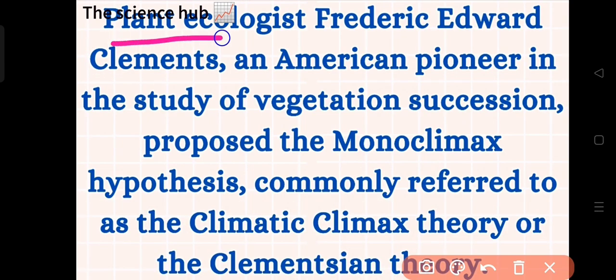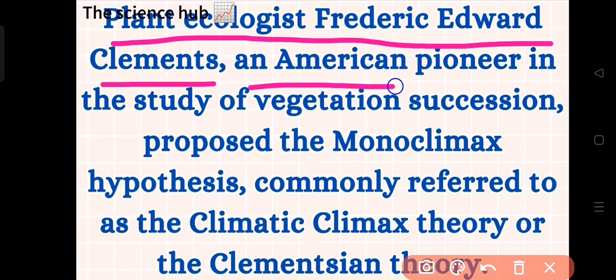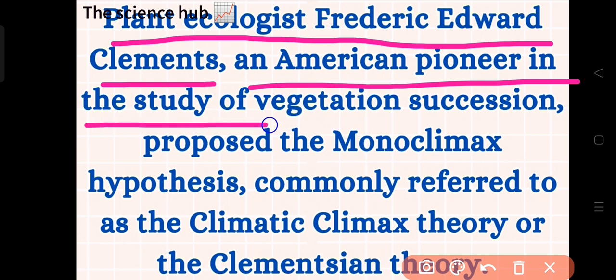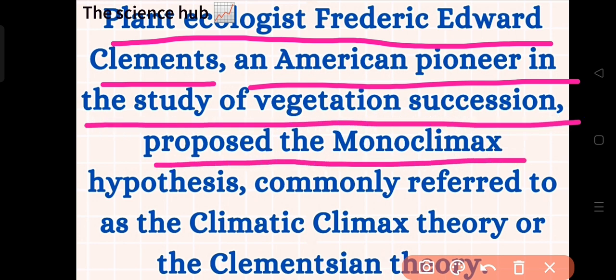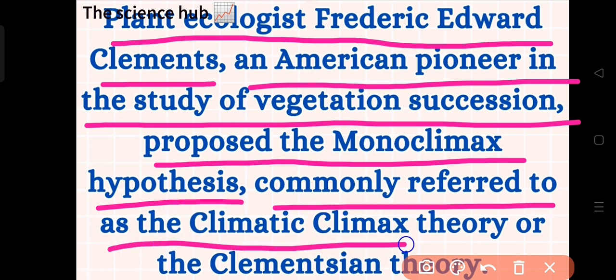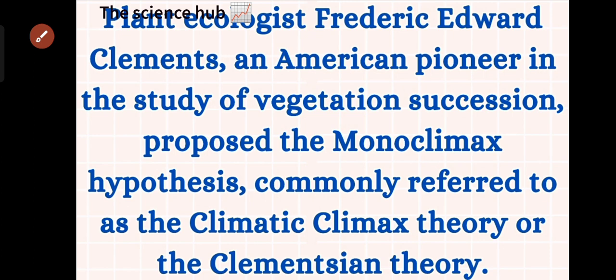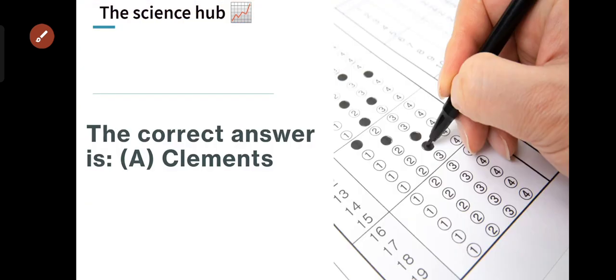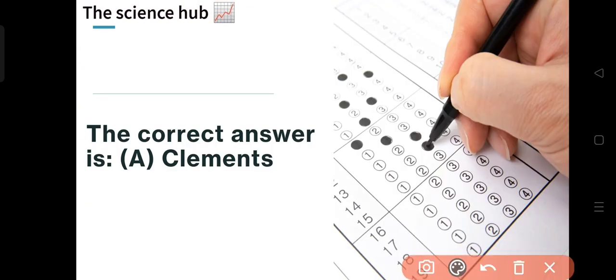The plant ecologist Frederick Edward Clements, an American pioneer in the study of vegetation succession, proposed the monoclimax hypothesis, commonly referred to as the climatic climax theory or the Clementsian theory. So from this explanation we got to know that our correct answer is Clements, that is option A. Now moving on to the next question.